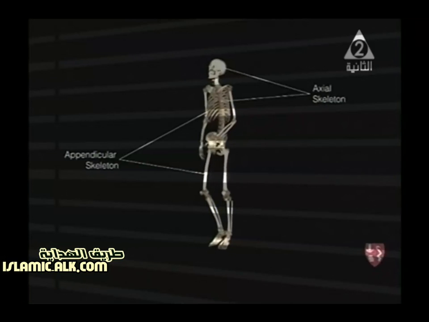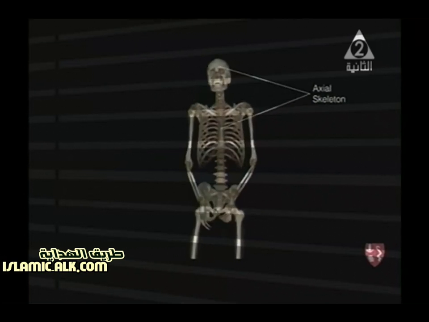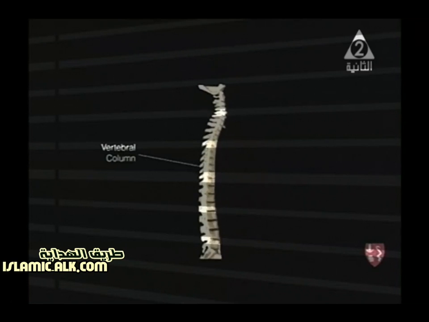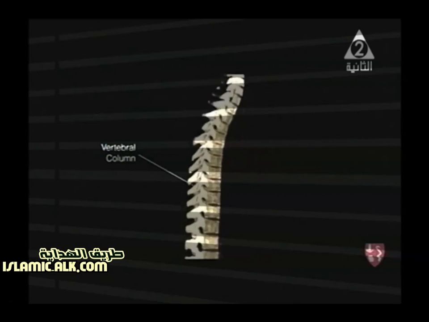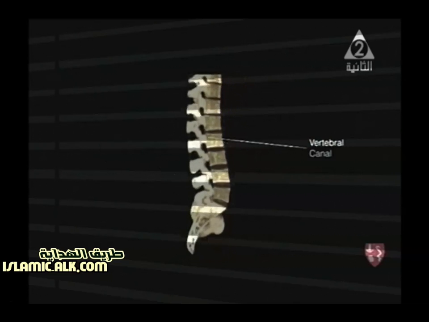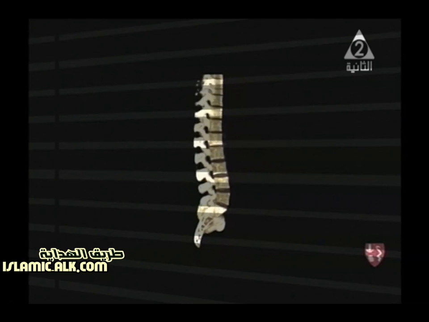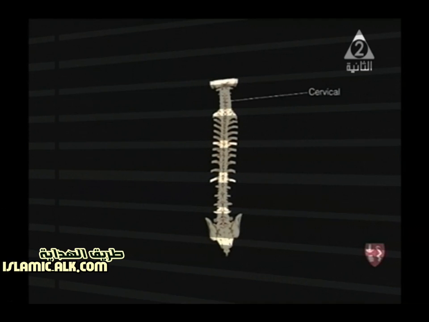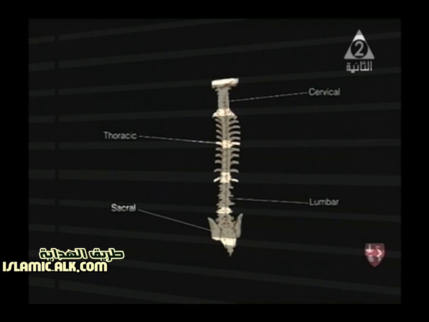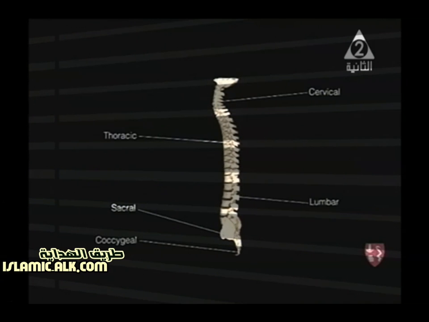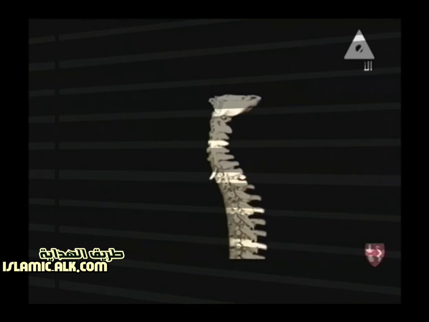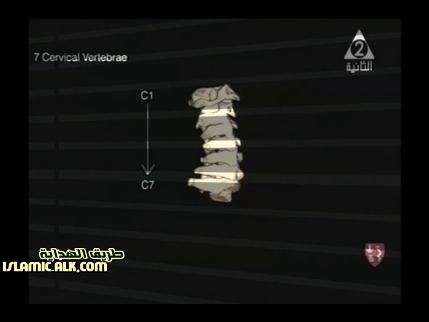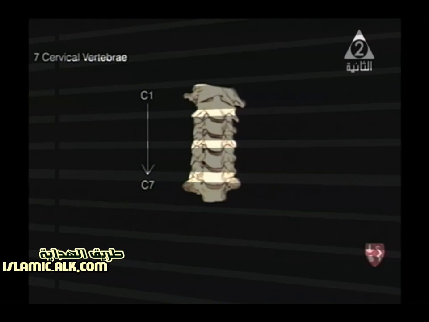Our skeleton has 2 main parts, appendicular and axial. Axial: skull, vertebral column, and thoracic cage. The vertebral column, as you observe right now, contains a vertebral canal or neural canal. The upper vertebrae are called cervical. Their number is 7. The next type is thoracic. They are 12. The third, lumbar, they are 5, and the last, they are 4 fused coccygeal vertebrae.